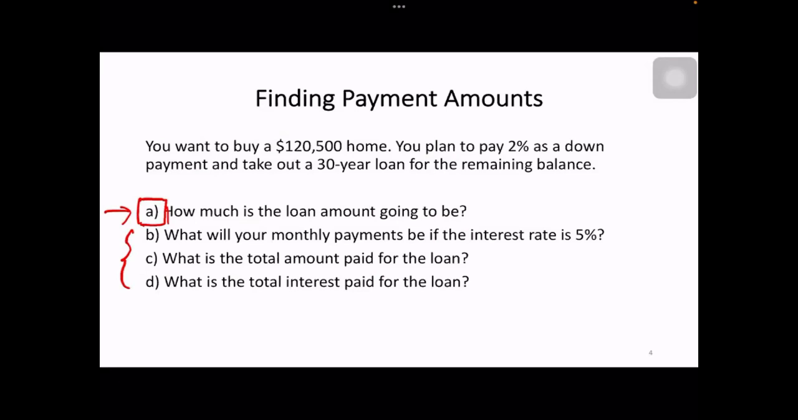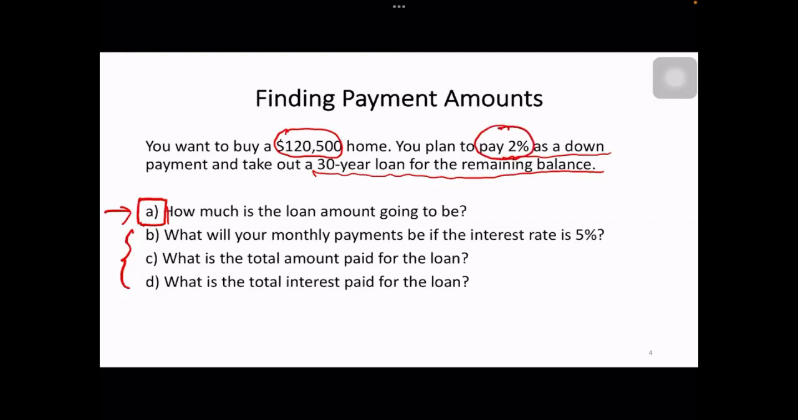It says you want to buy a $120,500 home. You plan to pay 2% as down payment and take out a 30 year loan for the remaining balance. Okay, so the house value is 120,500, but this is not the loan amount. Be careful for this problem. Why is this not the initial loan amount? Because you plan to pay 2% as the down payment.